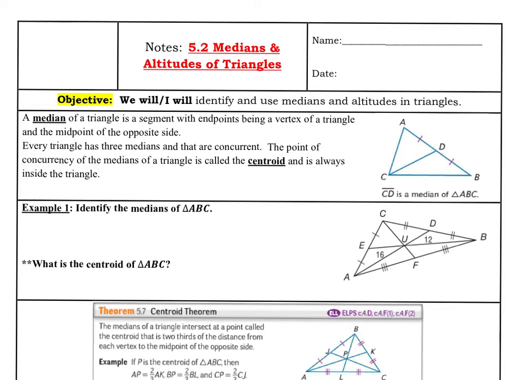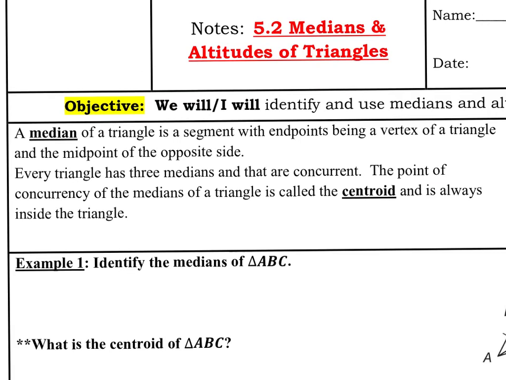Hey everybody, welcome to Chapter 5, Section 2, Medians and Altitudes of Triangles. To start off this video, let's go over what it means to be a median of a triangle. So a median of a triangle is a segment with endpoints being a vertex of a triangle and the midpoint of the opposite side. Every triangle has three medians that are concurrent.